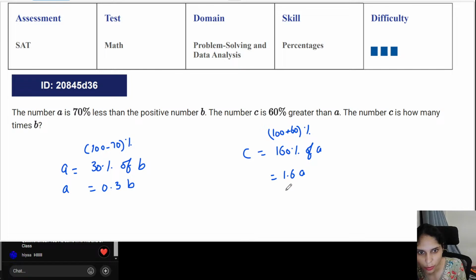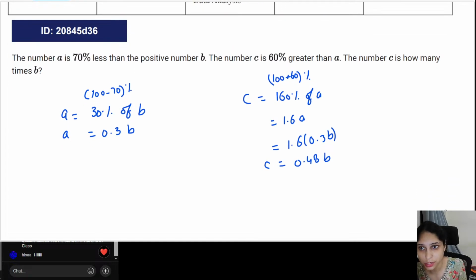Now you have to see C is how many times B. So again, A is 0.3 B. So 1.6 times 0.3 is going to be 0.48 B. And they're not asking how much percentage, it's just asking how many times. So answer is 0.48, because C is 0.48 times B. Got it?